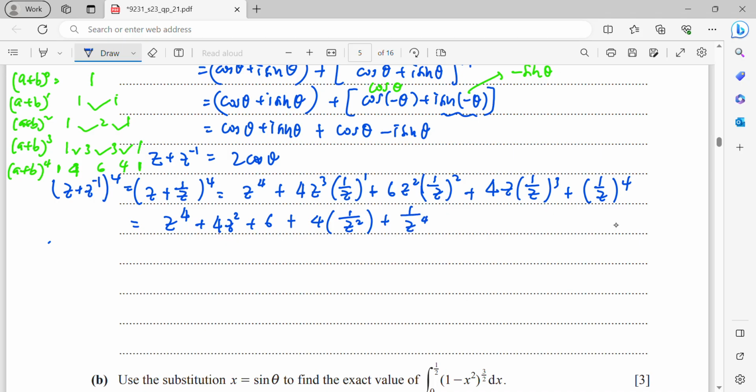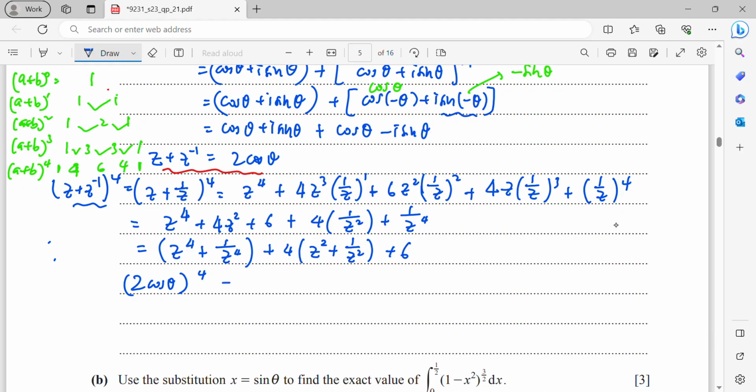Then from here I can group the first and last term. I will get z to the power 4 plus 1 over z to the power 4 as one term, and then the second and the fourth term will be grouped together by factorizing the 4. Then you get z squared plus 1 over z squared, and then lastly I get 6. Now for the left hand side, remember here, this is 2 cos theta, which means now I will change to (2 cos theta) to the power 4, because of here. Then equals to z to the power 4 plus 1 over z to the power 4.